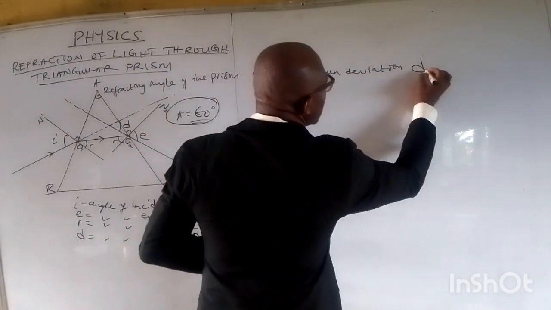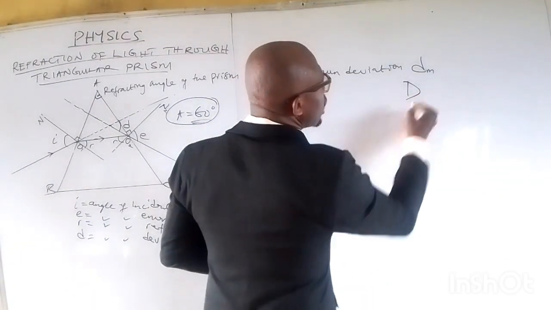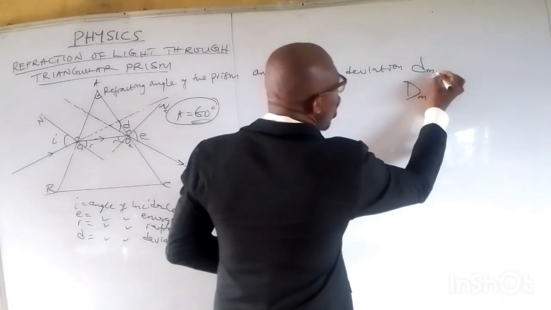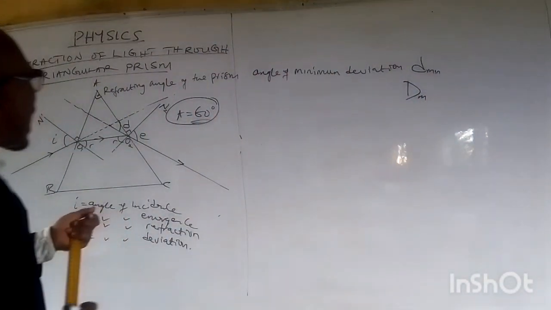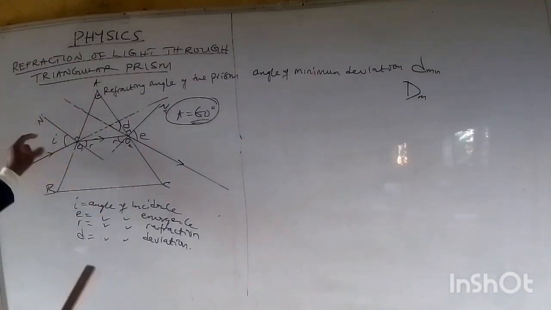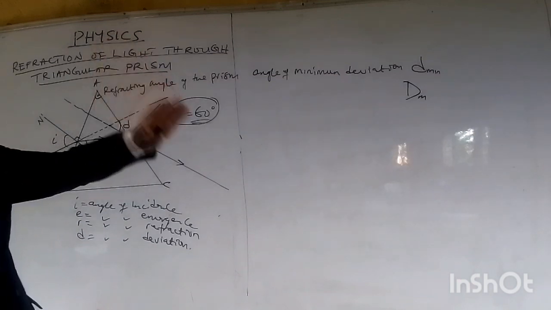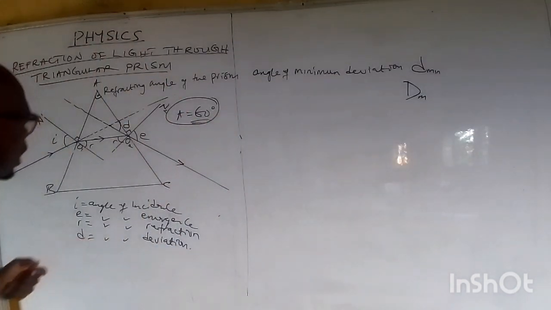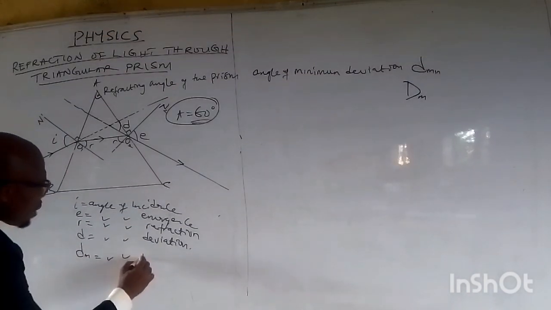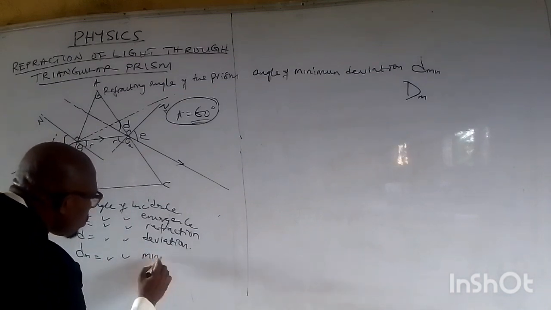We can have it as D min. Most books will have it as capital G or GM. However you want to take it, please, either you have it as D, or you can write it as D min. So we have discussed D, which is the deviation. So we say that particular angle of incidence at which D, the deviation, ceases to decrease is known as the angle of minimum deviation. So we have here D subscript M as the angle of minimum deviation.